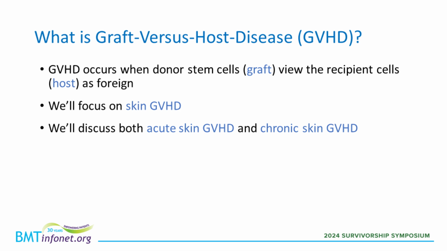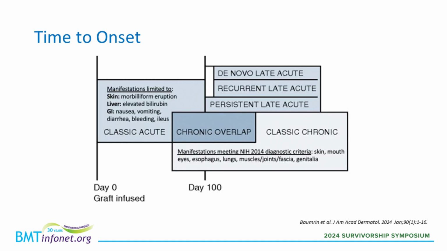I know that a few days into this conference, you have already learned a lot about graft-versus-host disease and probably knew a lot about this before this symposium. But in summary, graft-versus-host disease is what occurs when the donor stem cells, or the graft, view the recipient cells, or the host, as being foreign, and they attack those cells, and that's when we get the changes that we see on the skin that we call skin graft-versus-host disease. So again, I'll be focusing on the skin. This encompasses the mouth, genital skin, hair, and nails, and I'll be reviewing both acute skin GVHD and chronic skin GVHD.